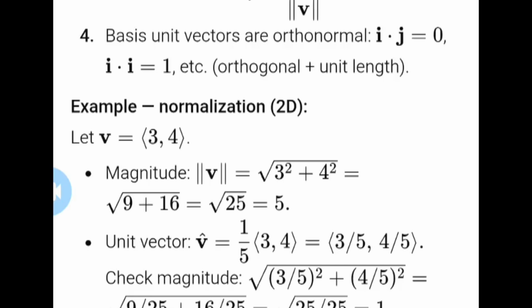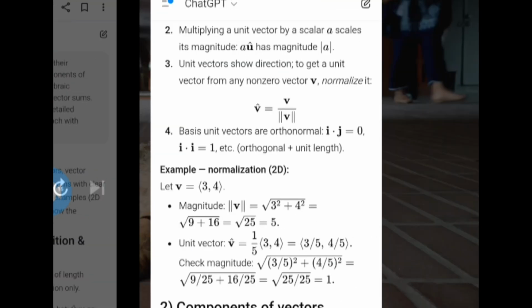Okay, orthonormal is a term that we are going to explain, and I'm going to refer to Google to explain what orthonormal means.